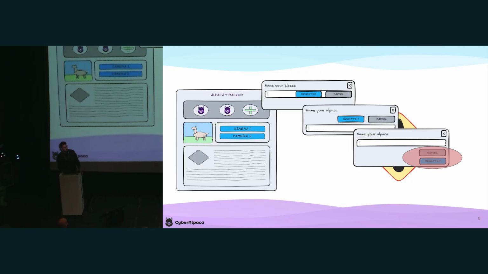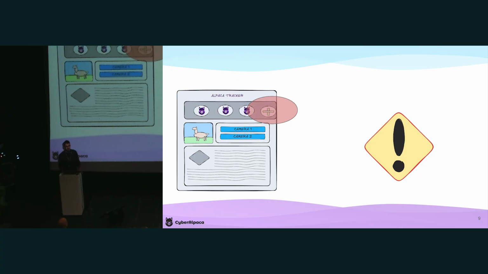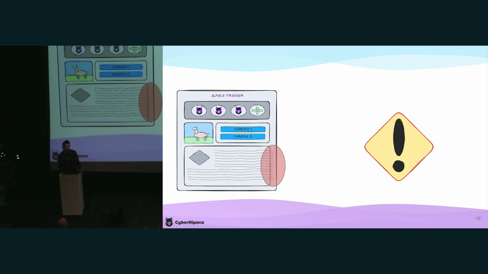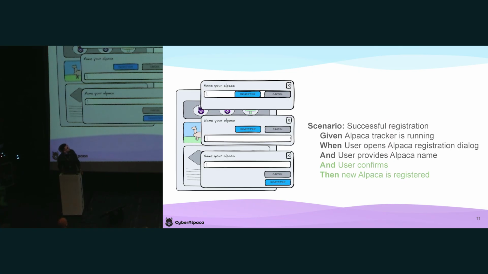But these bugs may not be related even to the dialog. This may be a misaligned list of alpacas, maybe the paddings are off or margins are off, or the description overflows the container where it should belong. Right? The thing is that our scenario that we defined is still passing. So we received this bug, and we know it's related to our feature, but when we look at the test reports, everything is still green.